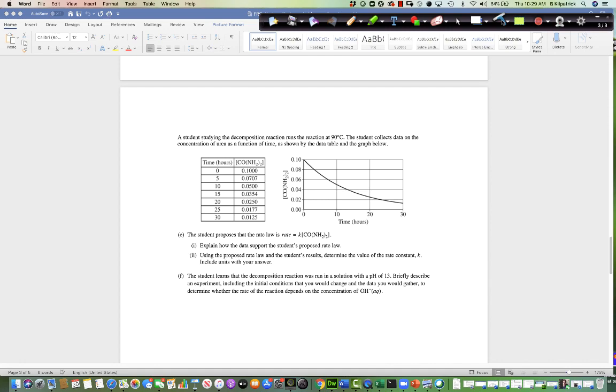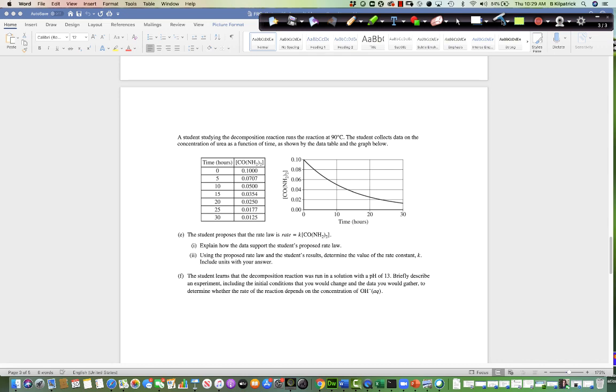All right, the final question is asking about how you would measure the order for hydroxide. So the student learns that the decomposition reaction was run in a solution with a pH of 13, so it's a basic solution. So briefly describe an experiment including the initial conditions that you would change and the data you would gather to determine whether the rate of the reaction depends on hydroxide. So really, it's asking, is hydroxide part of the mechanism? Because you know that if it's in a basic solution, it contains hydroxide.